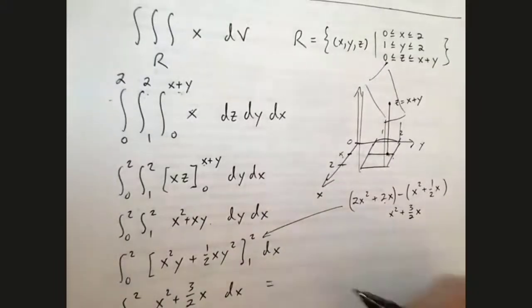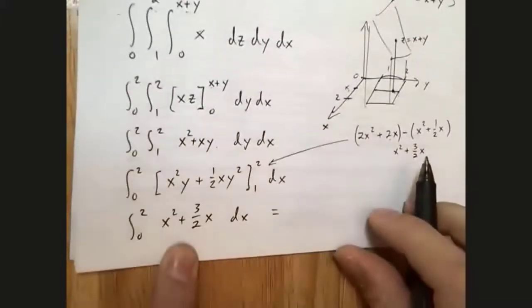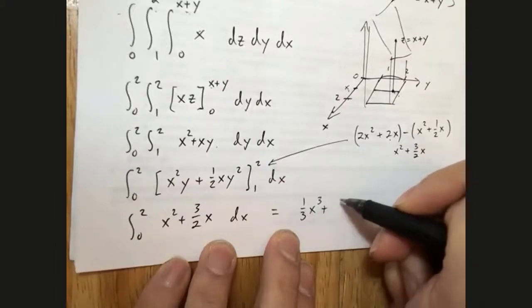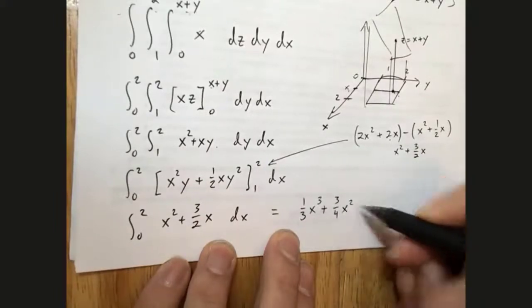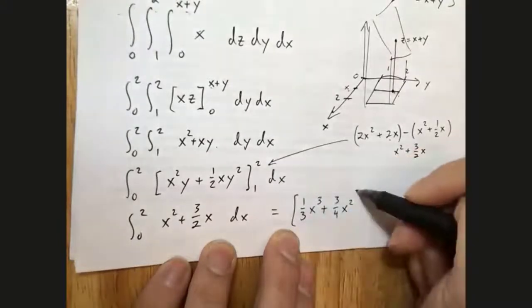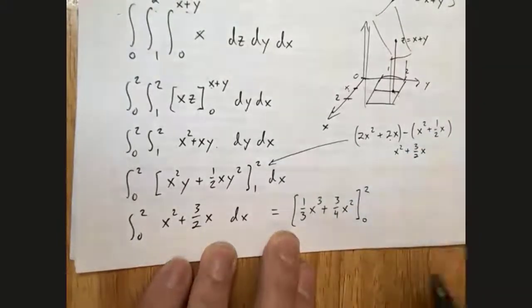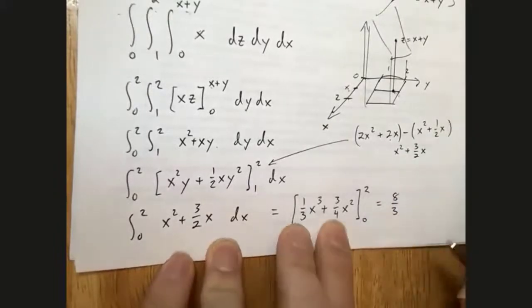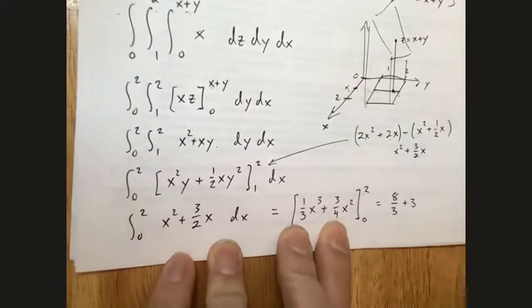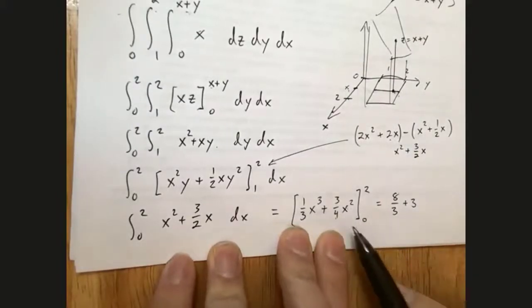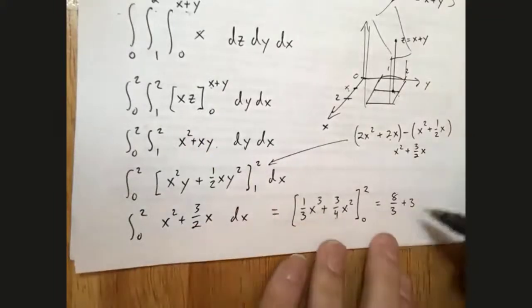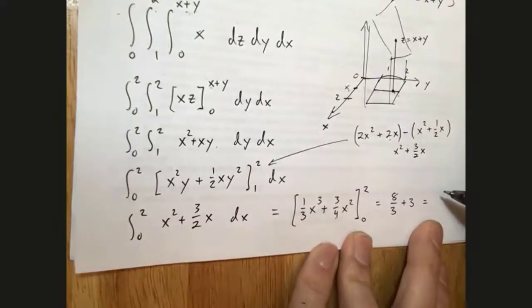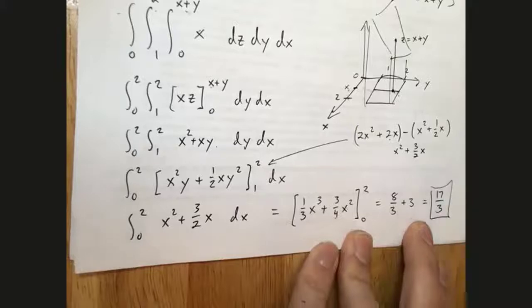And then I do the antiderivative of this with respect to x. So that is 1/3 x cubed plus 3/4 x squared, right? That looks right. From 0 to 2. So when I plug in 2, I get 8/3 plus 3, because the 4's cancel here. And then subtracting the 0 is nothing. So it looks like it's 8/3 plus 9/3, which is 17/3.